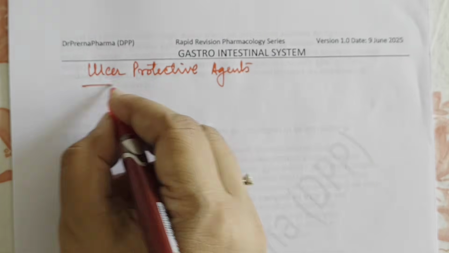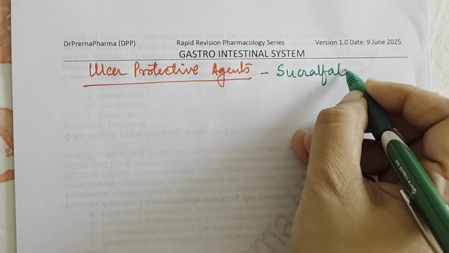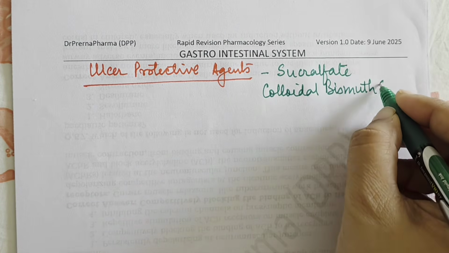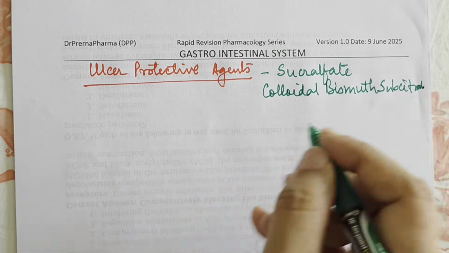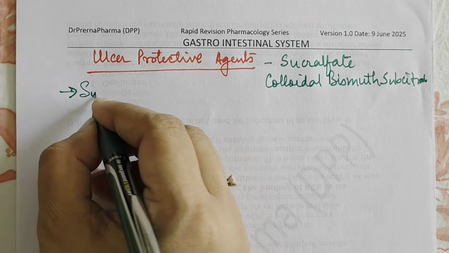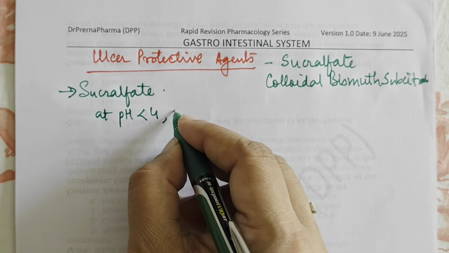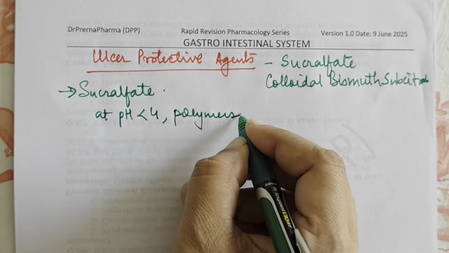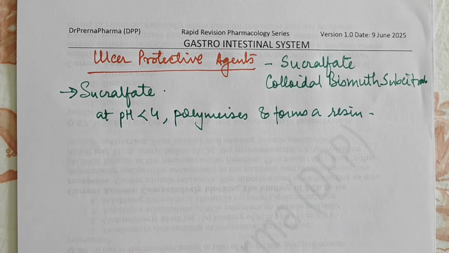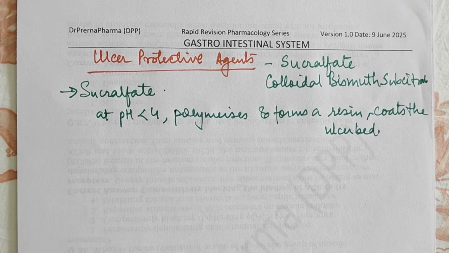Now in ulcer protective agents, we have 2 items, and their names are sucralfate and colloidal bismuth subcitrate. Okay, now sucralfate and colloidal bismuth subcitrate. Let's talk about sucralfate. At pH less than 4 it polymerizes and forms a resin, right? So this coats the ulcer bed and protects it, and thus helps in the healing part.